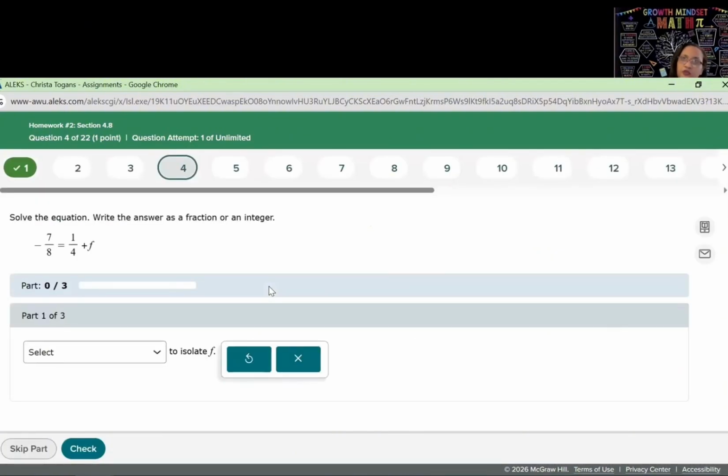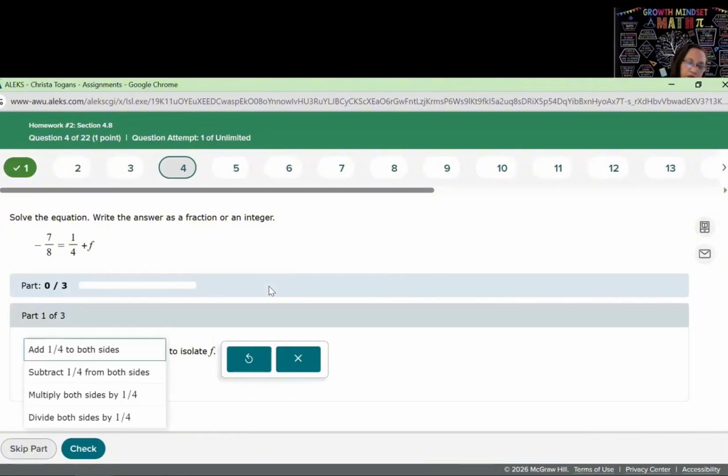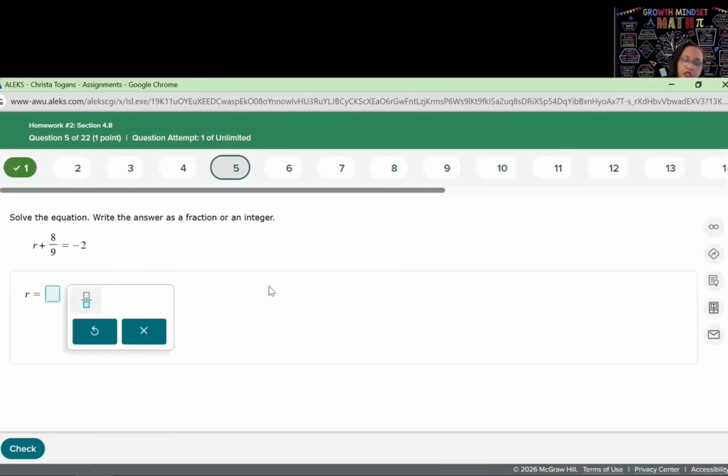Same thing here. I'm just going to subtract 1 over 4 from both sides, and then I just solve for f. But it walks you through. And it says here subtract 1 over 4 from both sides, and you just can move on through that. For this one, you're just going to subtract 8 over 9, right? So you're going to get r equals 2 minus 8 over 9, and order does matter. So do not do anything that might change the sign of any of your terms. Just be really careful.